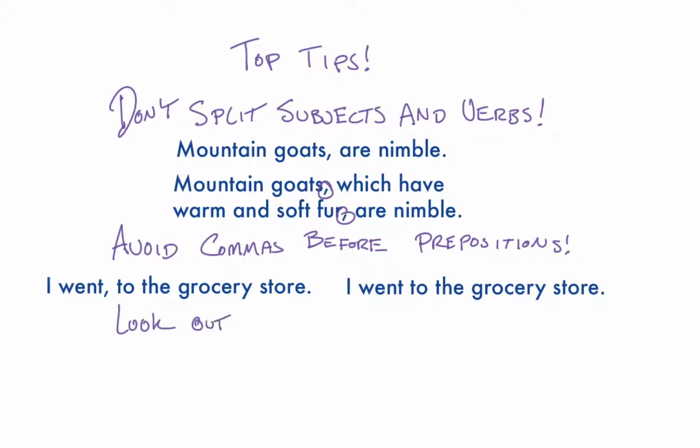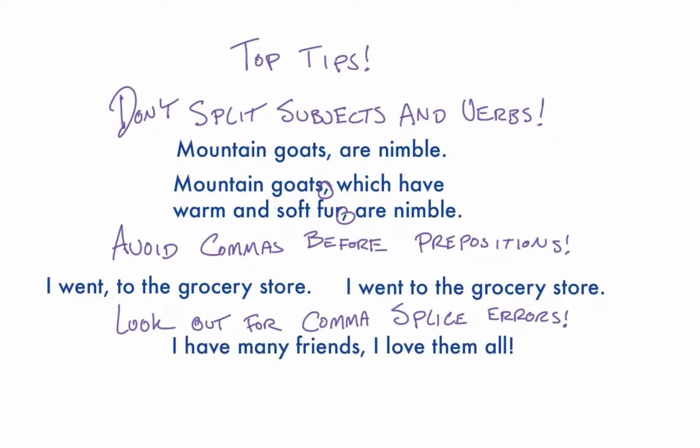My final top tip is to look out for comma splice errors. A comma splice happens when two independent clauses link up with just a comma and no FANBOYS conjunction. "I have many friends, I love them all." This is no good. We need to put in a word like and or but after the comma in order for this to be a grammatically correct sentence. So, that's what those commas can do.